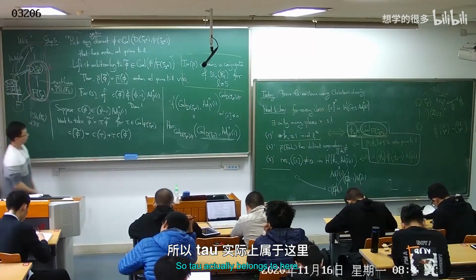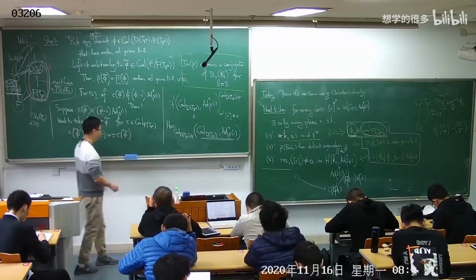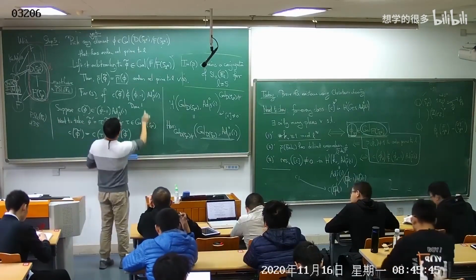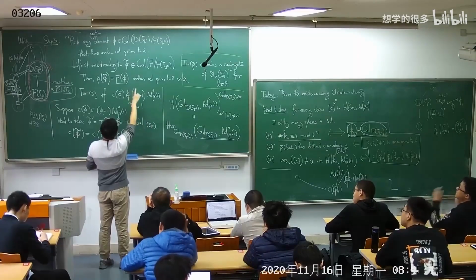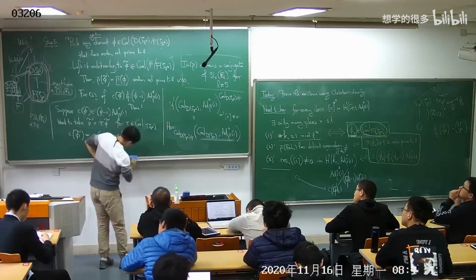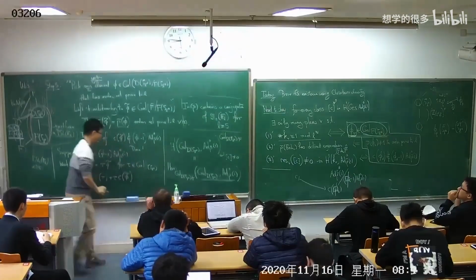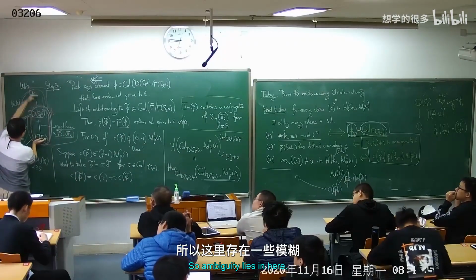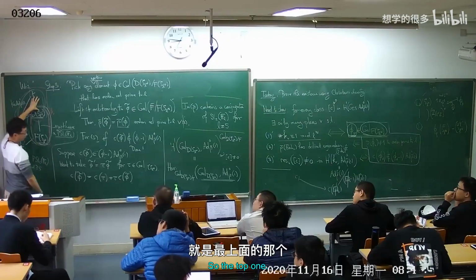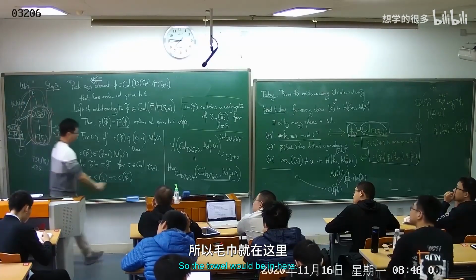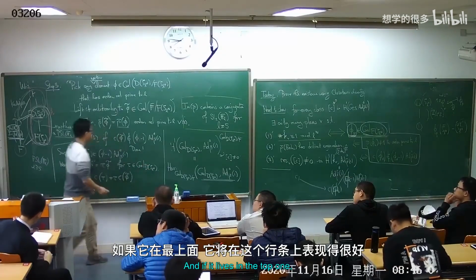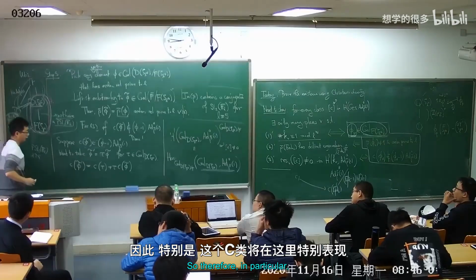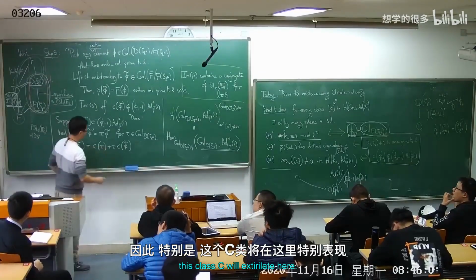So tau actually belongs to here, and therefore, sorry, not here. So my phi is here, and I'll lift it to the co-Galois group. So the ambiguity lies in here. So the top one. So the tau would be in here. And if it lives in the top one, it will act trivially on this rho bar. So therefore, in particular, this class C will act trivially here.